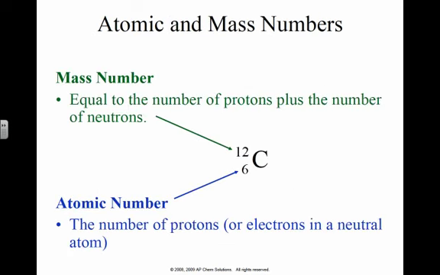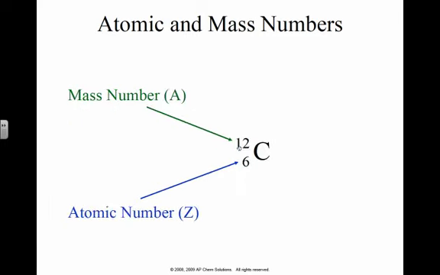So how are we going to figure this out? We have two pieces of information that we find on the periodic table. The mass number, which is equal to the number of protons plus the number of neutrons, and the atomic number, which is just equal to the number of protons, and the number of electrons if carbon is a neutral atom. So the mass number, which sometimes they call A, is 12, carbon 12, and the atomic number, which we sometimes call the Z number, is 6. 6 protons, 6 neutrons, 6 electrons.